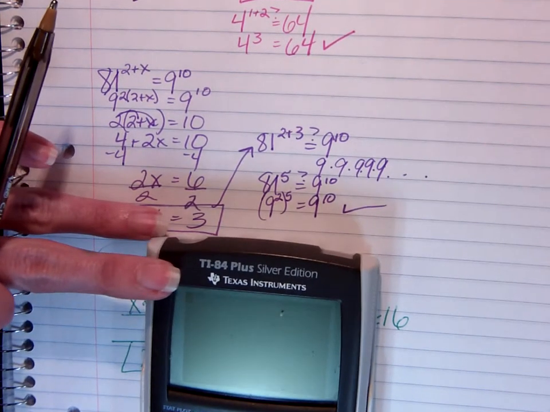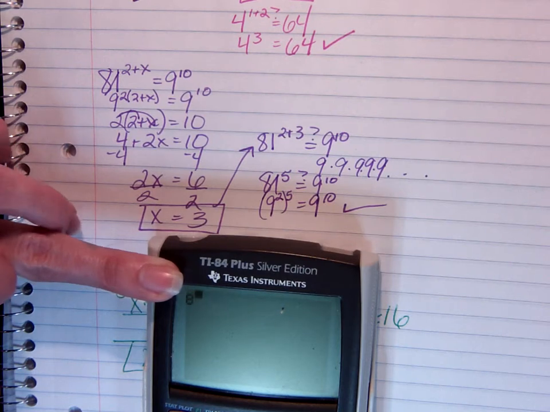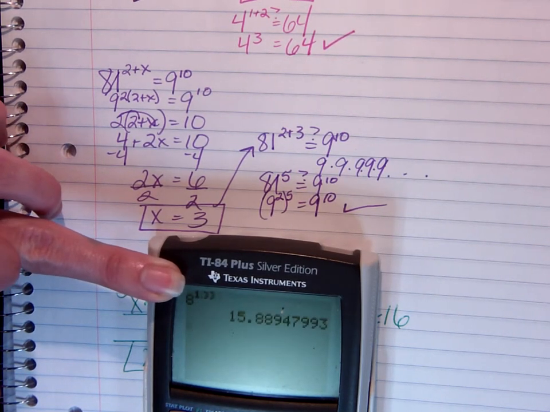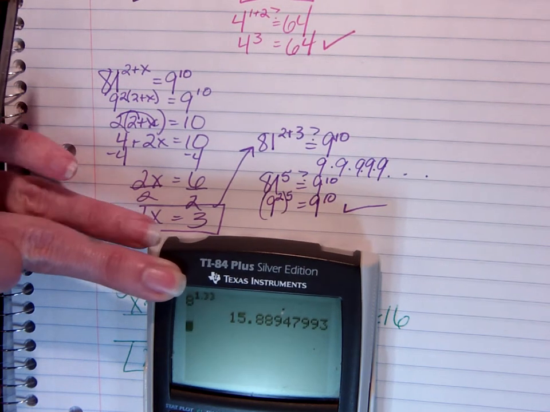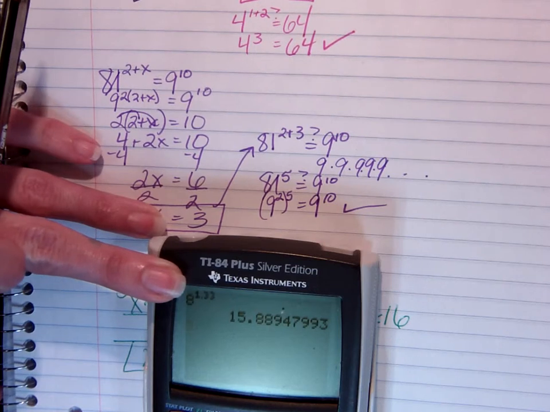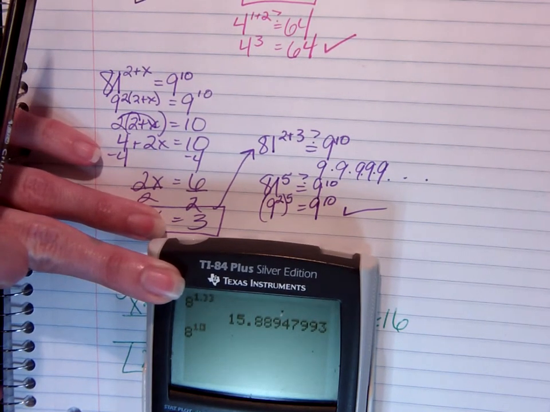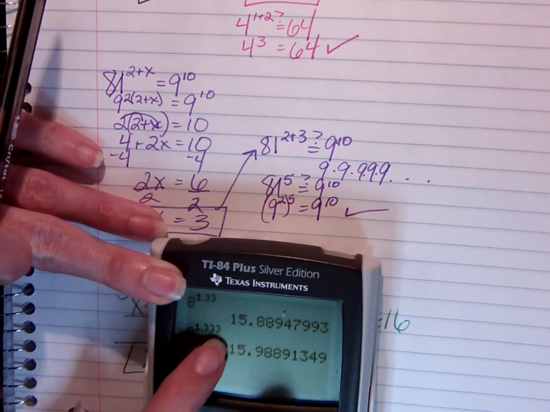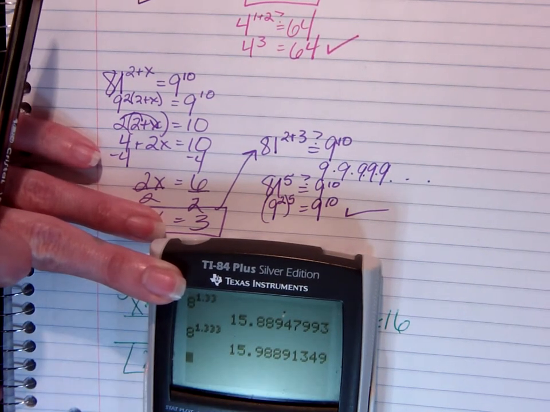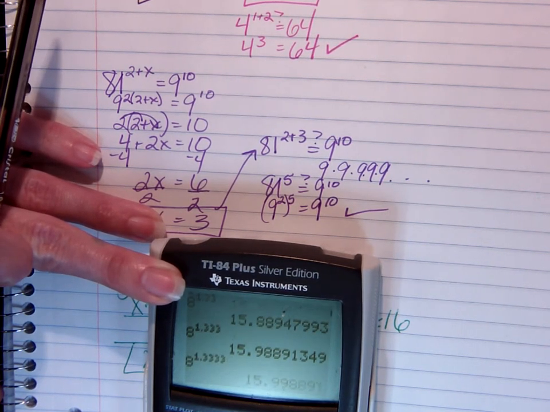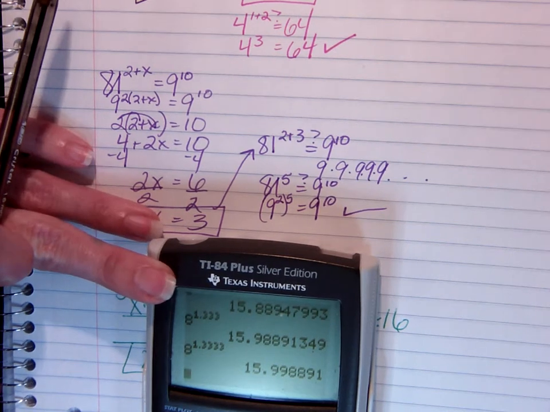So pick up the calculator. 8 raised to the 1.33, and I get 15.889, which is pretty close. If it's not close enough for you, you can always add some more of those decimals in. And for every additional decimal value, we're going to get closer and closer to the value that we were looking for.